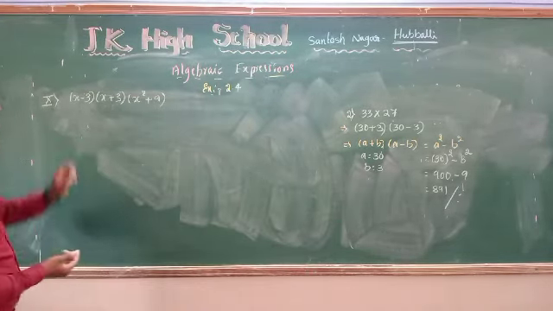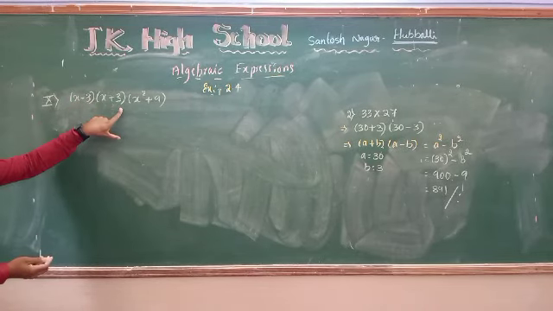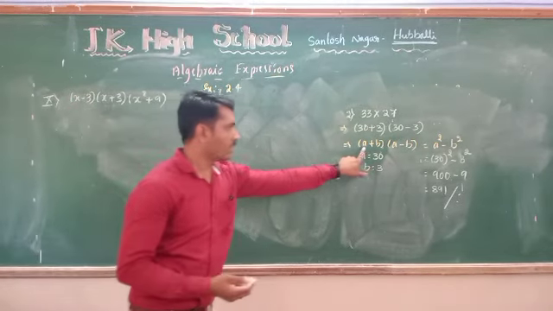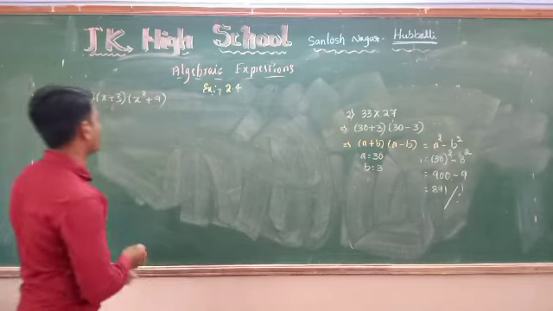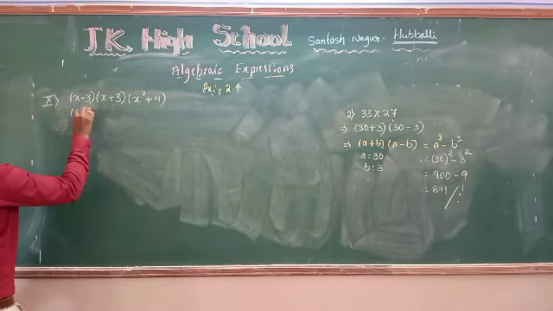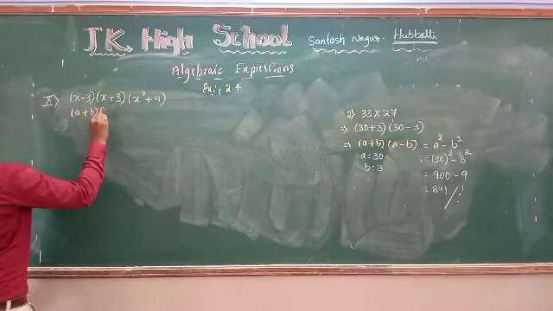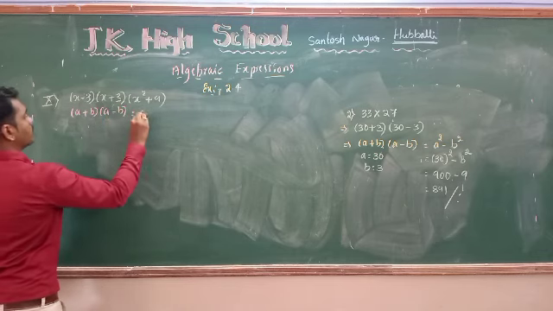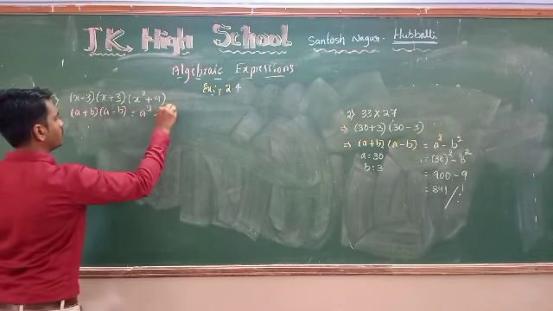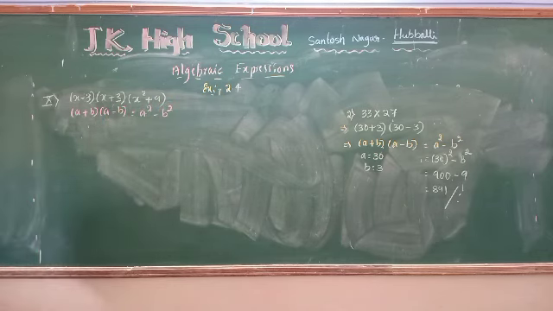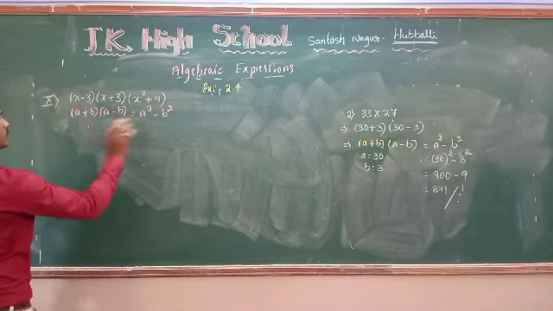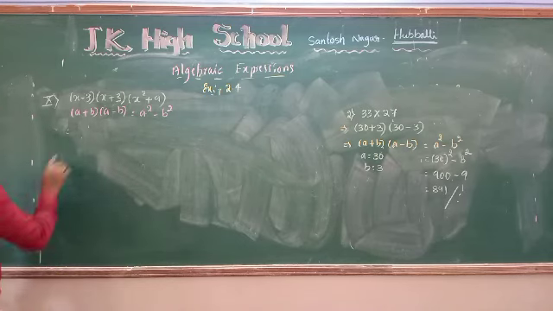First one, you people know (a minus b) into (a plus b) is there. So this is under the (a plus b) into (a minus b) formula. So just write that. (a plus b) into (a minus b) is equal to what? a square minus b square. Correct? Yes. The first step, we can apply this formula.